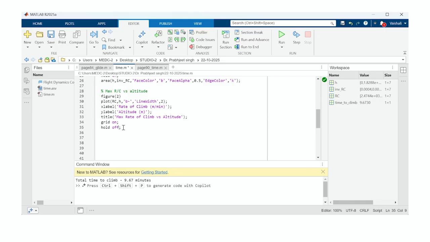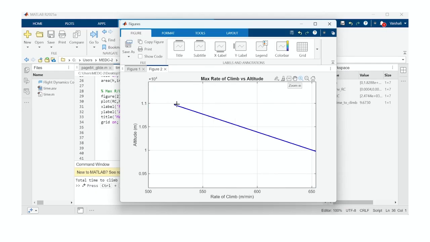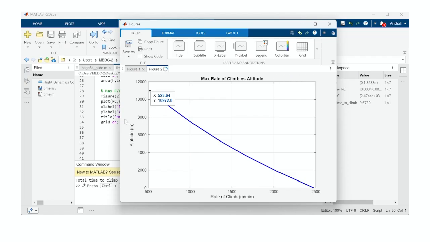We can actually, let us continue running this code. Yeah, so this was the plot that we had obtained earlier. All right, and if you zoom this, so we can actually extrapolate this curve. So this is X is 523 meters per minute. All right, so we can easily find service ceiling and absolute ceiling from this plot. Okay, we just have to extrapolate it.